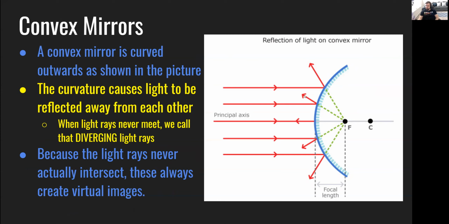These will cause the light rays to all go apart. They cause them to diverge. Converging means come together. Diverging means go apart. And since these light rays never actually come together at any point, these mirrors will always create virtual images. So that means you will always see an image that appears to be inside these mirrors.